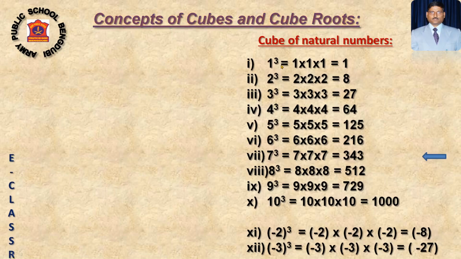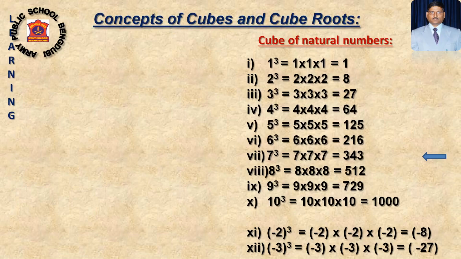Just see the sequence: 1 cube is 1, 2 cube is 8, 3 cube is 27, 4 cube is 64, 5 cube is 125. Up to this, everybody knows it. Only 6, 7, 8, 9 you have to remember. Memorize it: 6 cube is 216, 7 cube is 343, 8 cube is 512, 9 cube is 729 and 10 cube is 1000. This table we have to remember permanently because we have to apply it in different types of calculations.